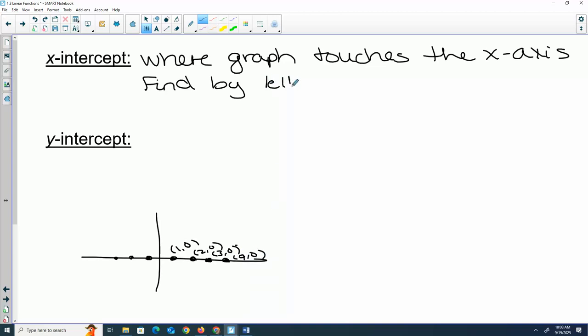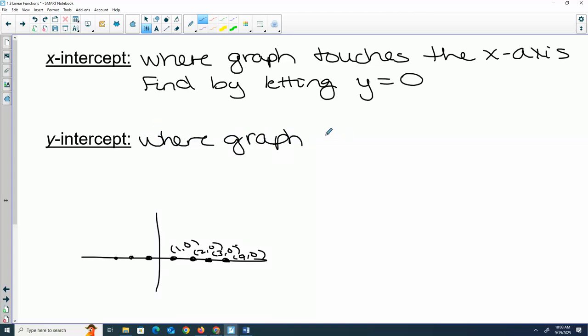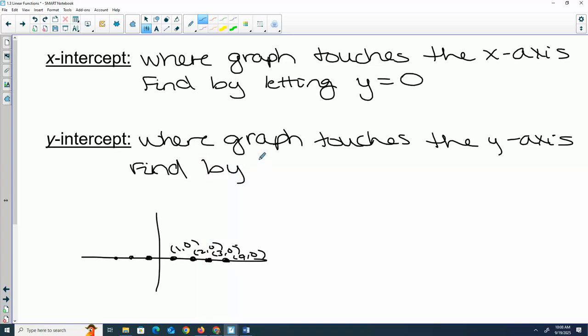So to find it, you plug in a 0 for your y. If you want to find out when you are going to cross the x-axis, you have to let your y equal 0. A y-intercept is where your graph touches the y-axis. And we find that one: if you're on the y-axis, that means x is 0. So we'll let x equal 0.